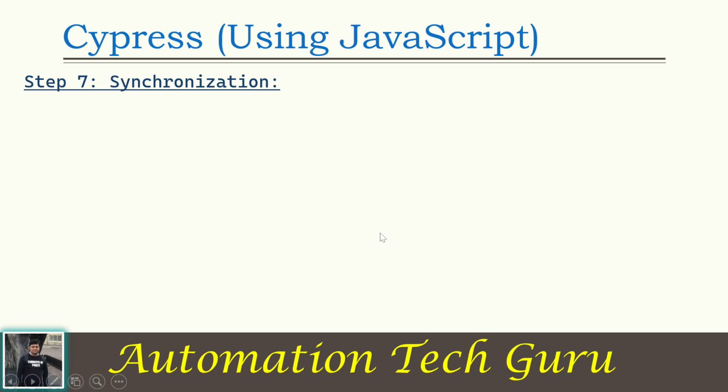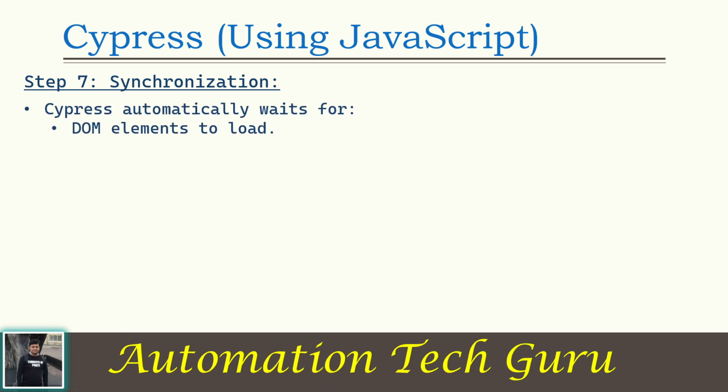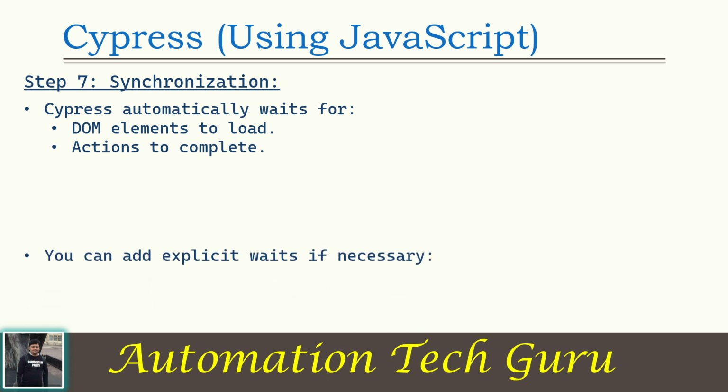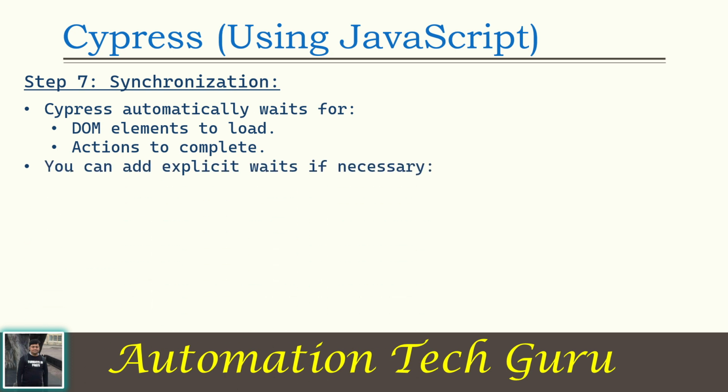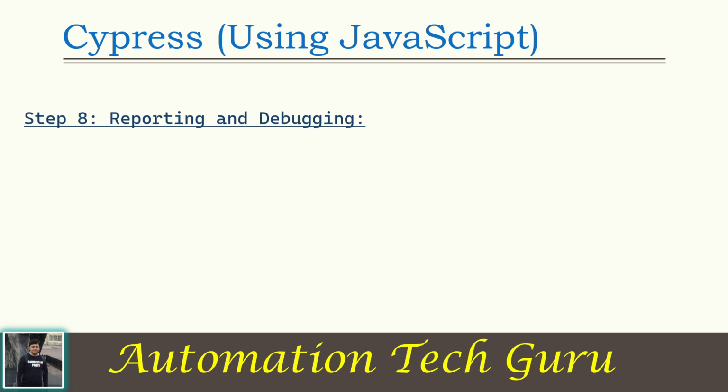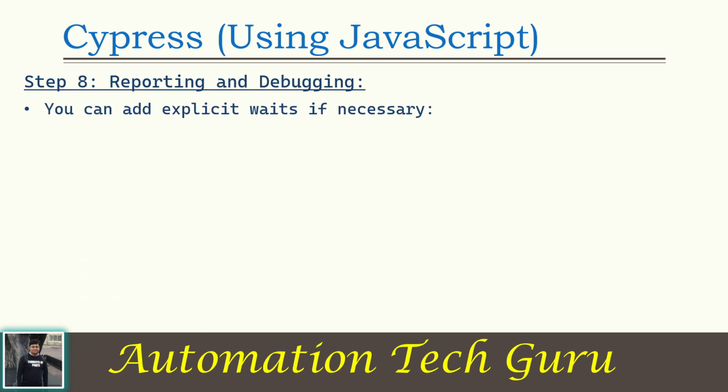Next is synchronization. Cypress automatically waits for DOM elements to load and actions to complete. You can add explicit waits if required. So how can we do that? cy.wait. It is like Thread.sleep for 200, right? In the same way, you can use the explicit wait. Reporting and debugging: you can add explicit waits if necessary.